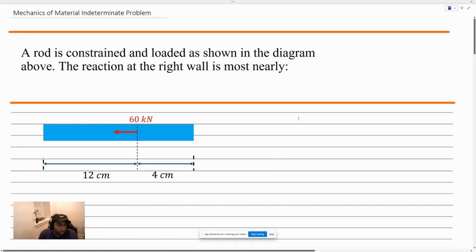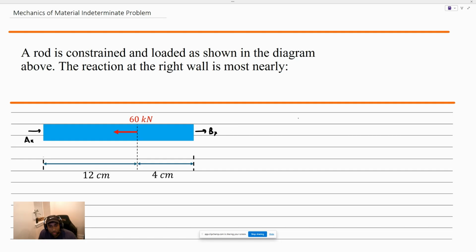Okay, so now that we're at a blank sheet of paper, first thing I would do, since we're looking for reactions, is draw a free body diagram. Because that 60 kilonewton force is pushing towards the left, I draw both my reactions towards the right. I wouldn't waste my time writing an equilibrium equation because there's only one: the sum of the forces in the x direction equal to 0. We'd have two unknowns there, so that's not going to help us.